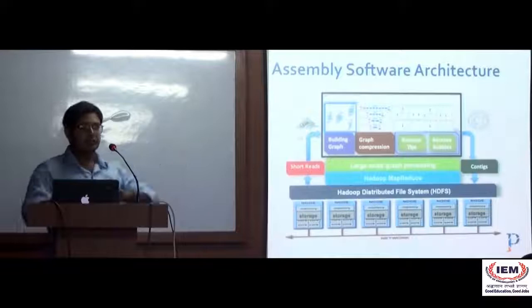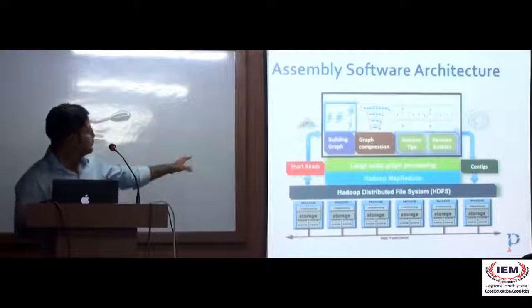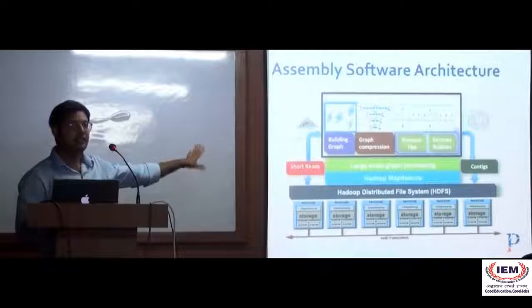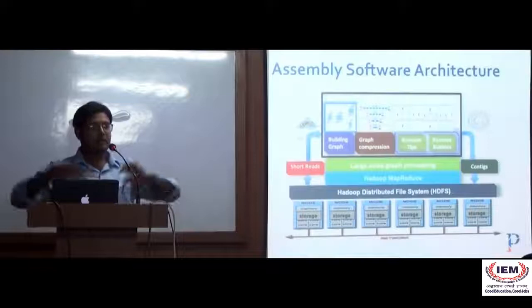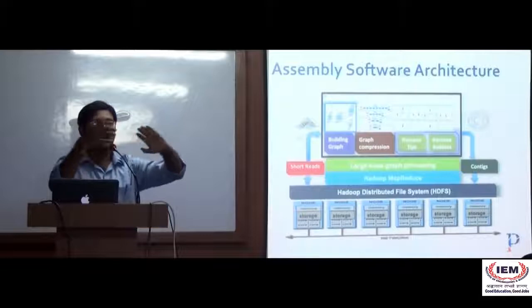Short reads are those random fragments read by each of the sequencing instruments. Now, from those short reads, we have to build a graph, and then in the subsequent phases, we need to analyze the graph. Normally, we need to compress long chains in the graph into one single vertices. That's why the compression terminology is used.